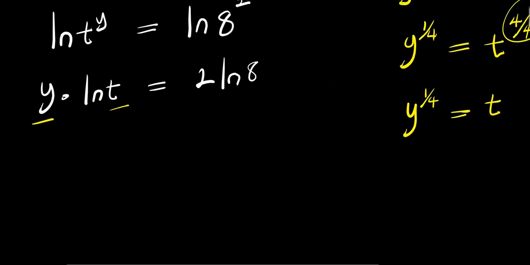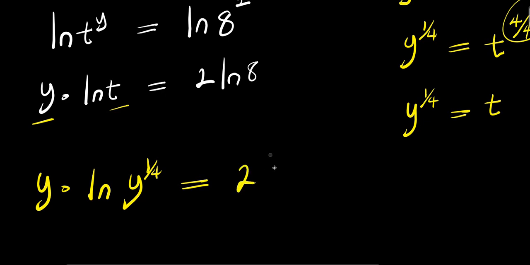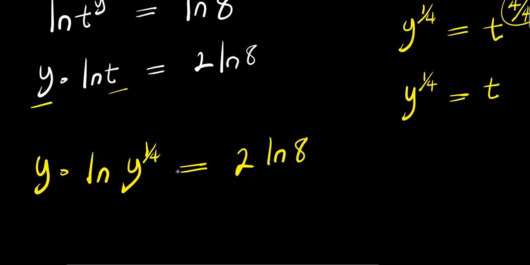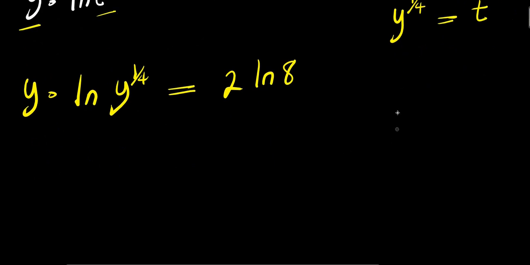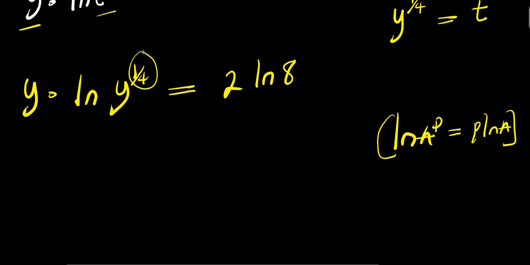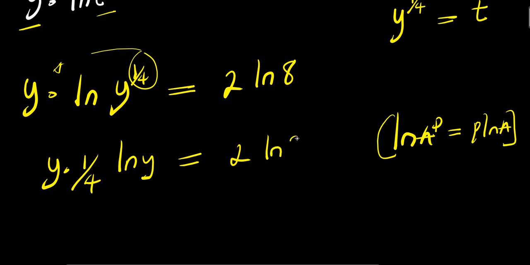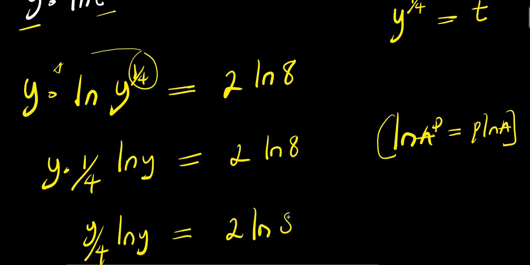So we come over here. We have y times natural log of t is y power 1 over 4, and this equals 2 times natural log of 8. So if you have natural log of a power b equals b times natural log a, this will come over here. We have y times 1 over 4 times natural log of y equals 2 times natural log 8. Y times 1 over 4 is y over 4 times natural log of y equals 2 times natural log 8.